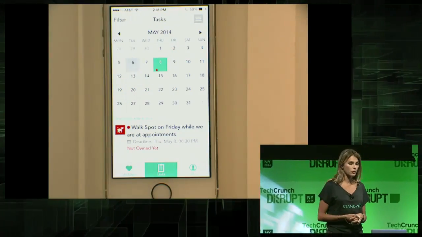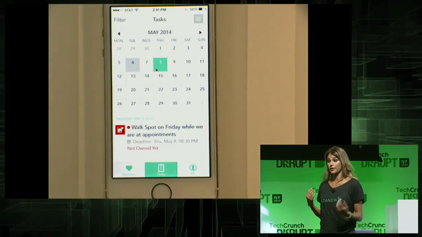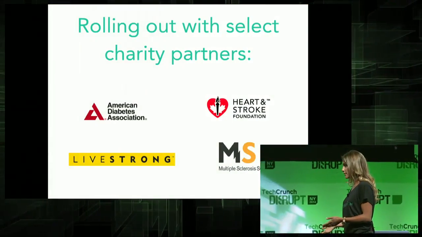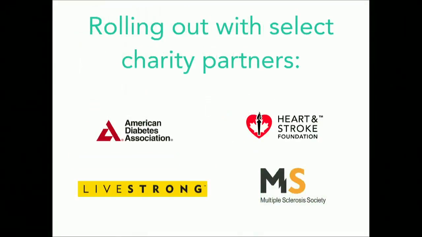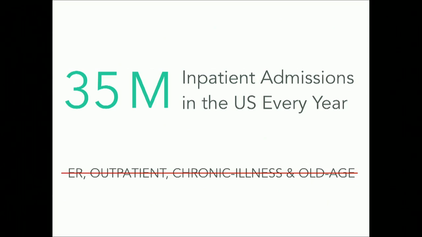We're going to be rolling out with select charity partners that may include some of the ones you'll see to make sure that we get this into the hands of people that need it now the most. There are 35 million inpatient admissions in the US every year. That doesn't even begin to address ER, outpatient, chronic illness, and old age. These are areas where people could use some help, and they're all potential clients.